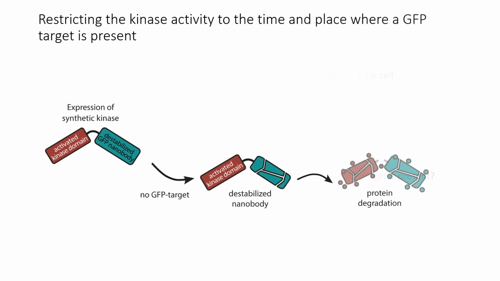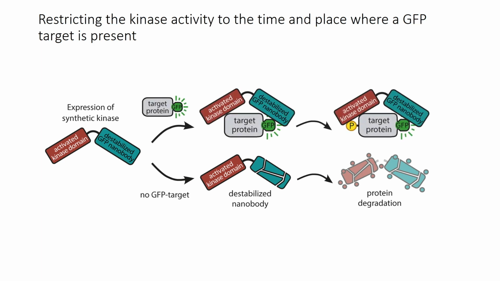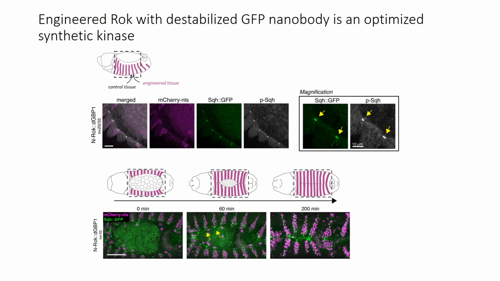In the absence of a GFP-tagged substrate, the nanobody is destabilized, and the whole nanobody-kinase fusion protein is degraded. Only if a GFP target is present, the synthetic kinase binds to it via the nanobody, allowing for efficient phosphorylation. In a similar set of experiments as shown previously, we were able to prove that the use of destabilized GFP nanobody created an optimized synthetic kinase variant, which is similarly efficient, yet importantly, innocuous in the absence of a GFP target.